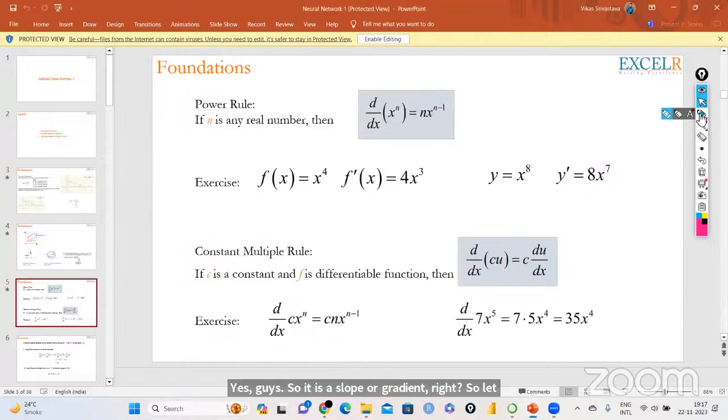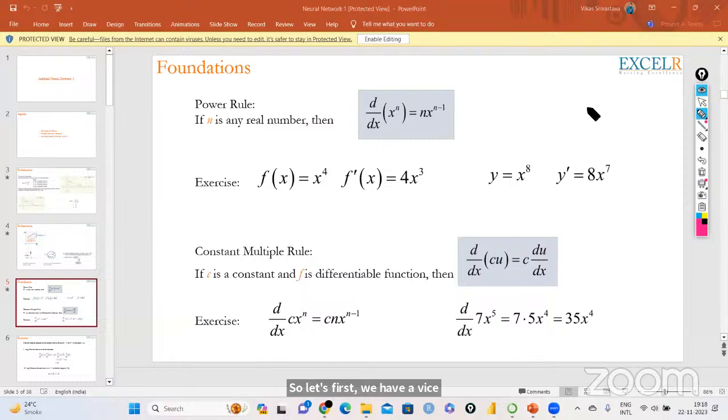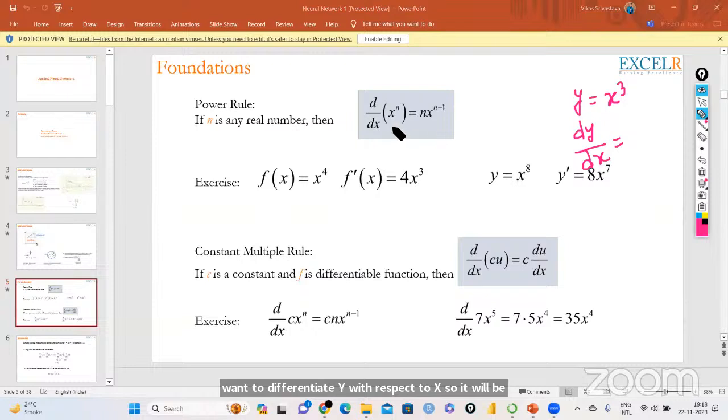Let me remind you of a couple of formulas for differentiation. Let's suppose we have y = x cube, and we want to differentiate y with respect to x, so it will be dy by dx. The outcome follows this rule: if you differentiate x to the power n with respect to x, it will be n multiplied by x to the power n minus 1. Here n is the power of x. So that is 3 multiplied by x to the power 3 minus 1, that is x square. A simple calculation formula.